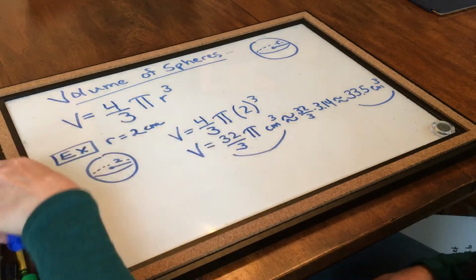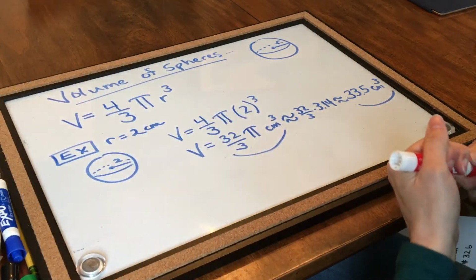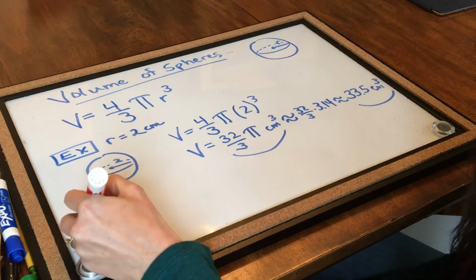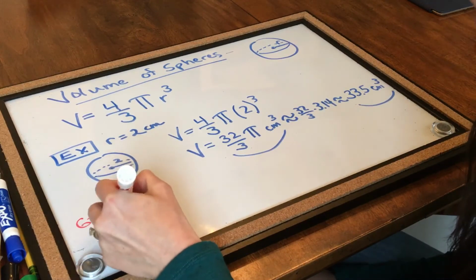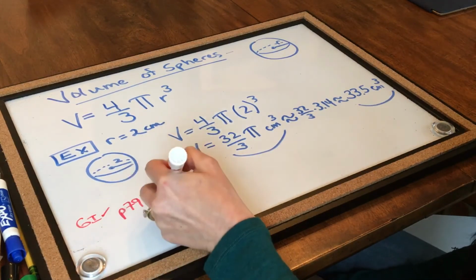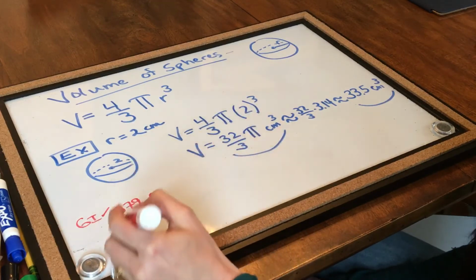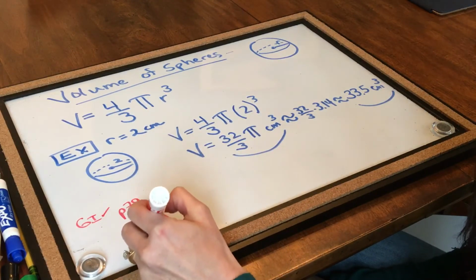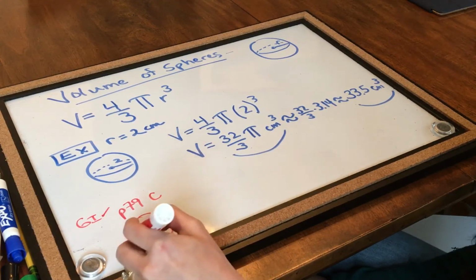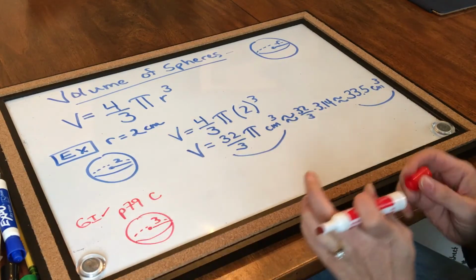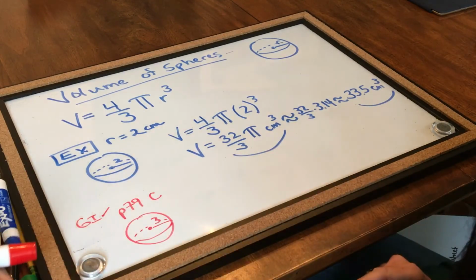All right, I feel like you guys are ready to try your gotta check. Your gotta check is page 79, and we're doing C, and in C, we're doing the sphere that has the radius this time of 3. Okay, pause the video, come back when you're ready, and we'll see how you did.